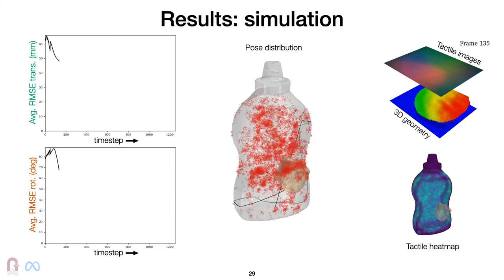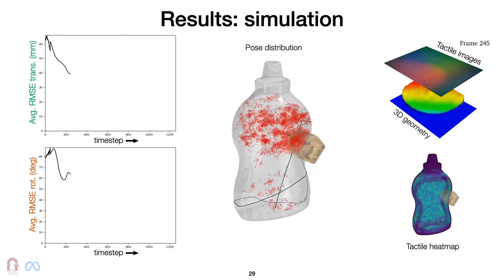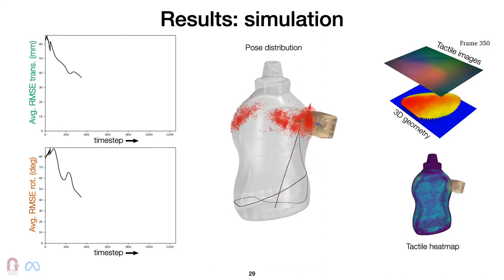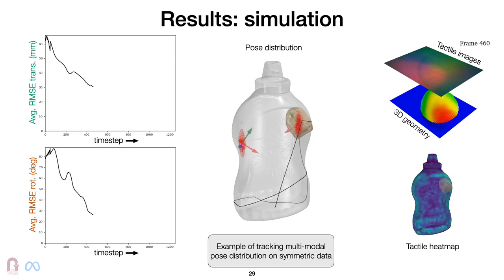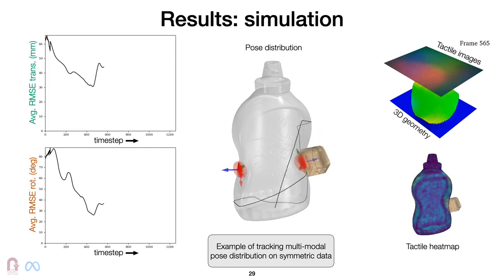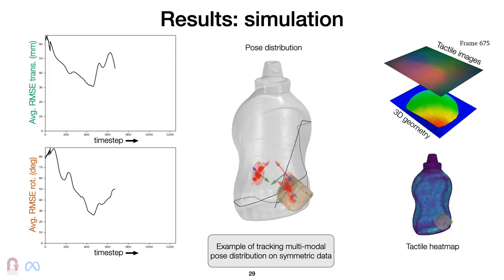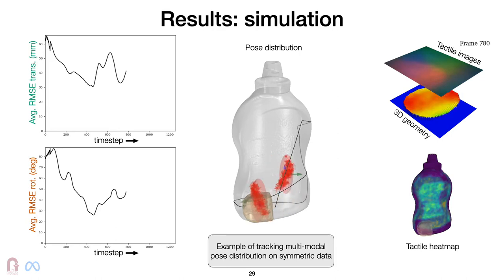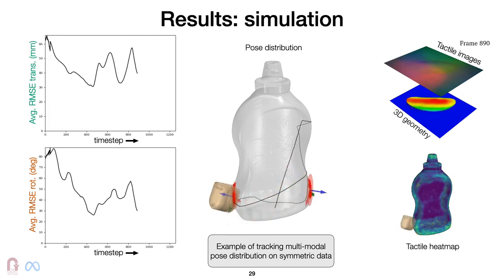It's an interesting example from simulation that shows how we can capture multimodal distributions. For a symmetric object, like the mustard bottle, we end up with two antipodal pose candidates. We believe capturing these symmetries are important for downstream applications.